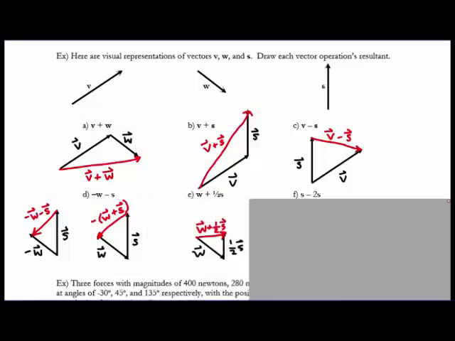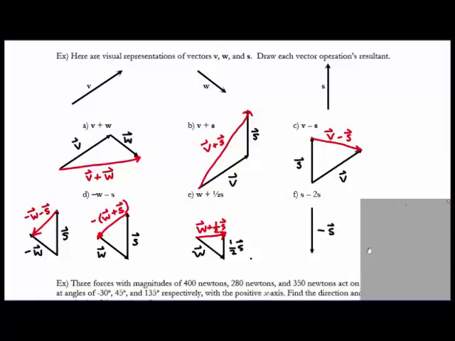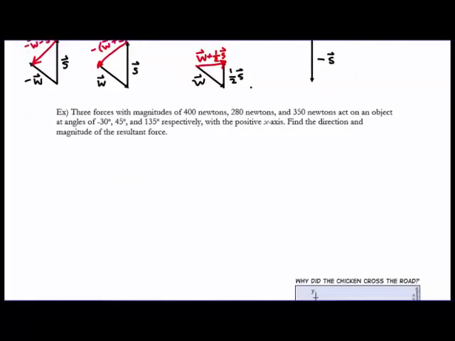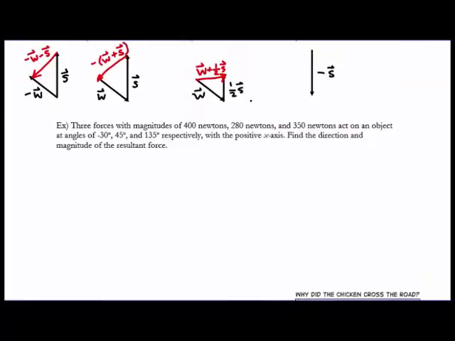W plus half an S is really just exactly what it says. Here's W, here's half an S, connect them. And then S minus 2S is really just a negative 1S, isn't it? So negative S flips the direction of the vector. Anytime you negate something, you just put the arrow on the other end. All right. 2 applications, or 1 application, and we are done.